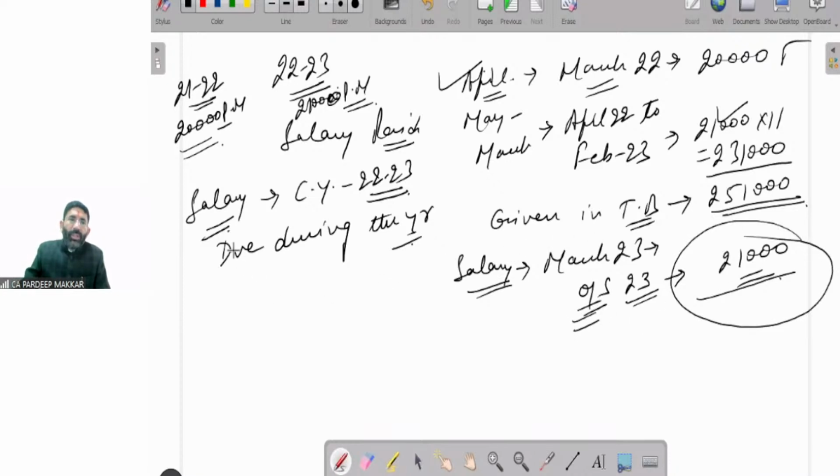21,000। अब आपको ये बताना है कि हमारे प्रॉफिट लॉस अकाउंट में कितना जाएगा, कितनी सैलरी हमारी ड्यू ड्यूरिंग द ईयर है बेटा। हाउ मच सैलरी इज ड्यू ड्यूरिंग द ईयर?